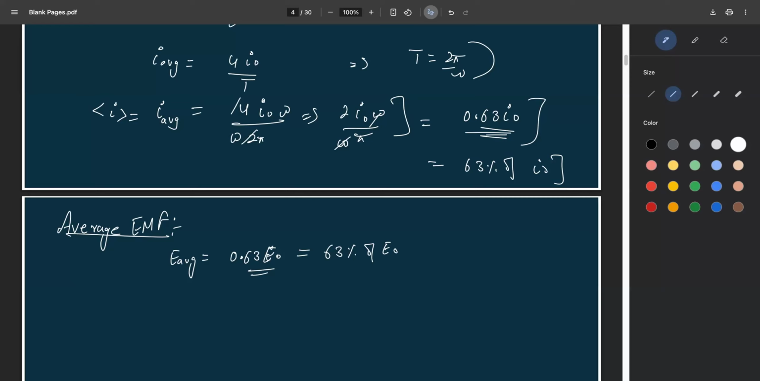Yes. It's clear, right? Okay, so the next one is RMS. What is this? Root mean square. This is nothing but your effective value. Okay, this is different from the average. This is the effective value.